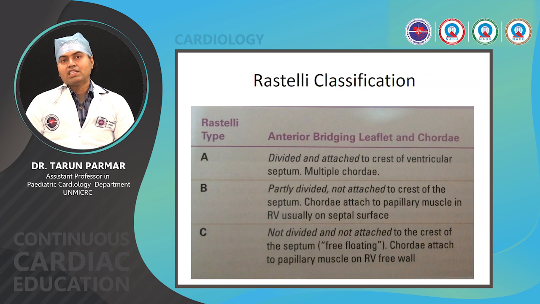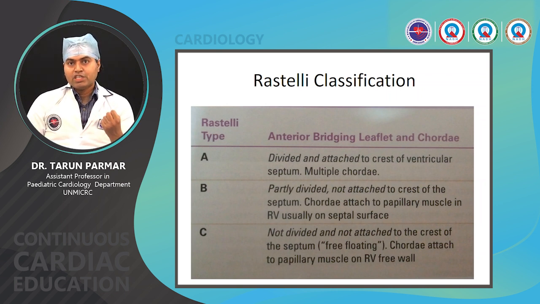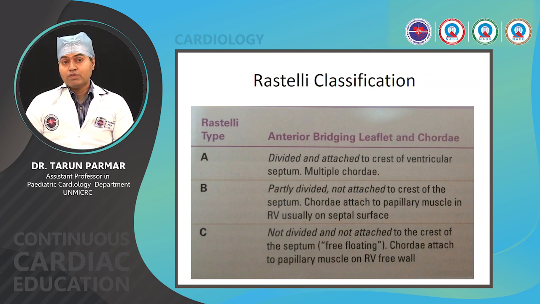So now come to the Rastelli classification. So what is it? It depends on how the anterior bridging leaflet and cord are attached, or you can say the superior bridging leaflet. So, Rastelli type A: superior bridging leaflet is divided and attached to the crest of the interventricular septum.